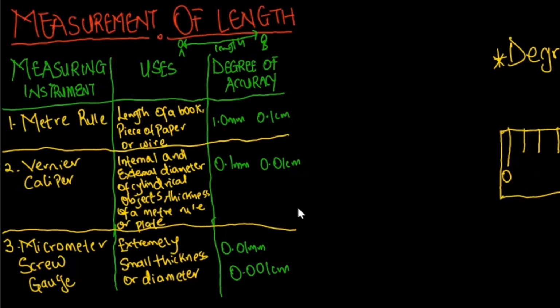So it is important you know what they are used for, because this is one area you could be asked questions in the exam. So it could just be asked, the length of a piece of paper or a book can best be measured with what? Your best answer should be a meter rule. Or the inner diameter or external diameter of cylindrical objects like the milk tin can best be measured with what? Your best answer should be the Vernier Caliper. Or if you are told the thickness of a piece of paper can best be measured with what? Your best answer should be the micrometer screw gauge.